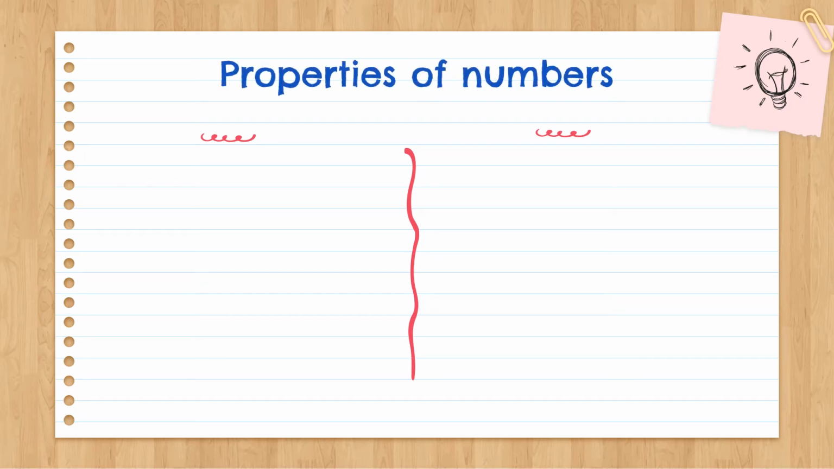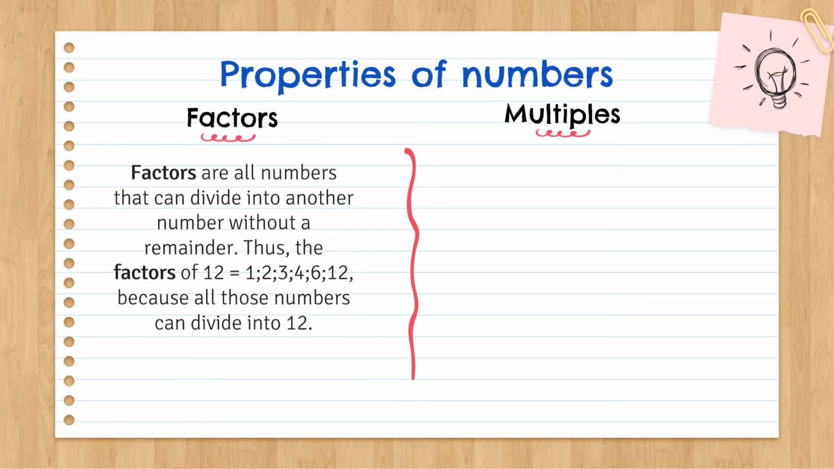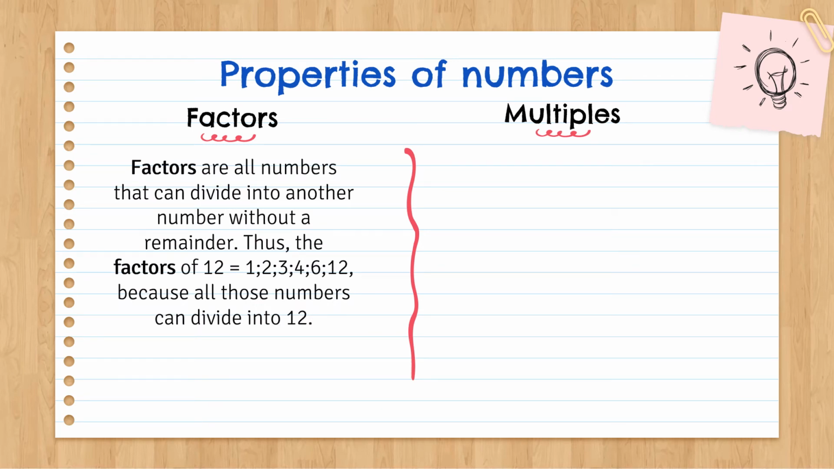We carry on with the properties of numbers. We're going to have a look at factors and multiples. Factors are all numbers that can divide into another number without a remainder. Thus, the factors of 12 are 1, 2, 3, 4, 6, and 12, because all of those numbers can divide into 12. We write this as F12, open the bracket, 1, 2, 3, 4, 6, and 12, and we close the bracket.